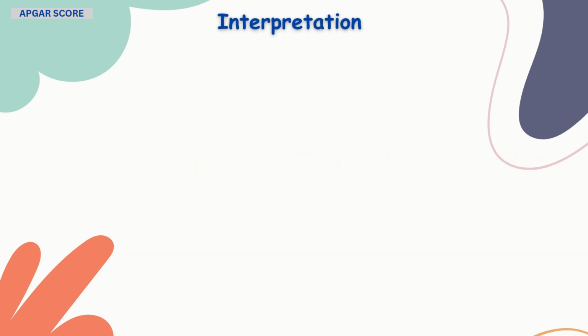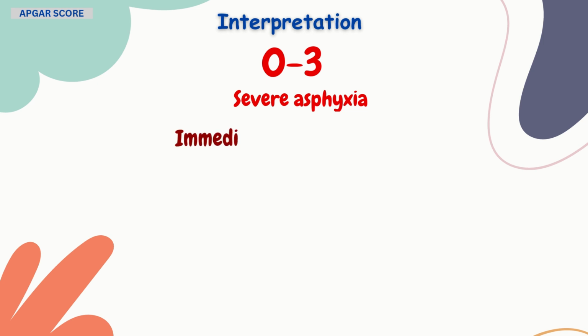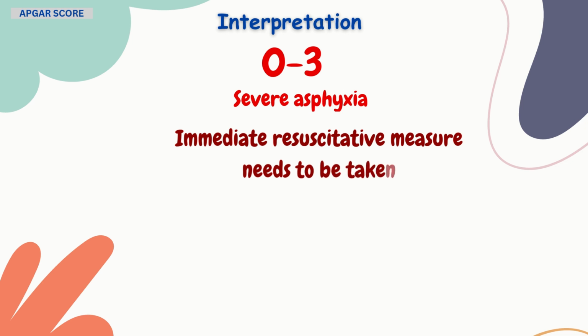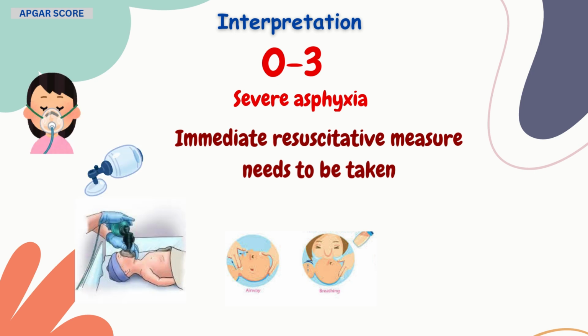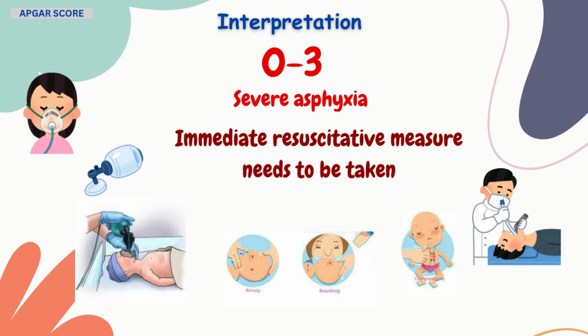If the score obtained falls between 0 to 3, that means the newborn is having severe asphyxia or is in severe distress. So, immediate resuscitative measures need to be taken. This can be handled by means of ABC, that is, airway maintenance, establishing breathing by mask and ventilation or oxygen support, and circulation by chest compression. Also, if there is a need for intubation, then the newborn may be intubated as well.